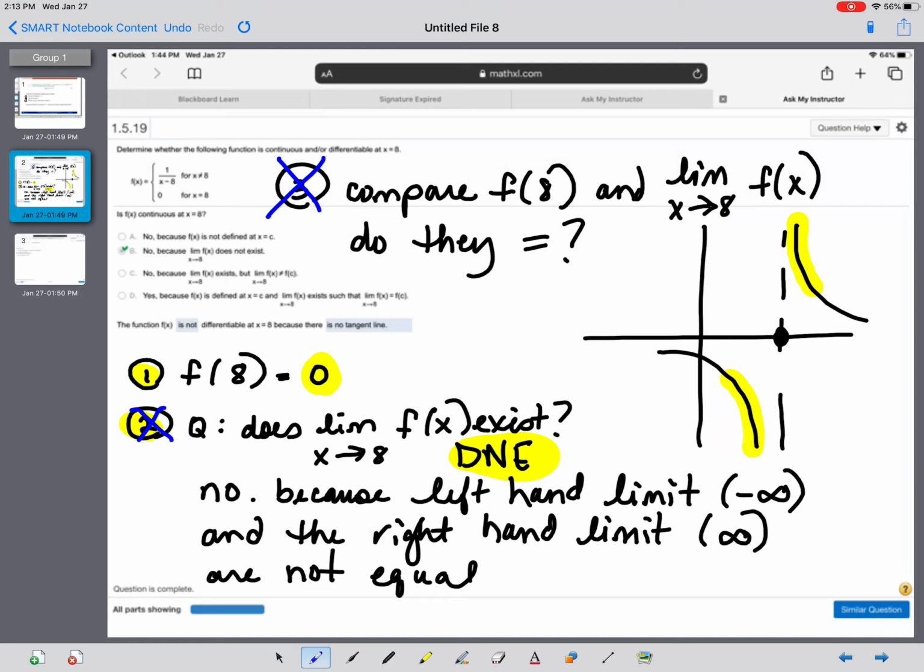And then finally, the statement at the bottom here says the function f of x is not differentiable at x equals 8 because there is no tangent line. Remember graphically what we said with a tangent line: tangent lines measure a rate of change of a curve. So we're talking at x equals 8. Clearly, there is no tangent line to a point because there's no change at a point. You can't draw a secant line. So therefore, there is no tangent line.